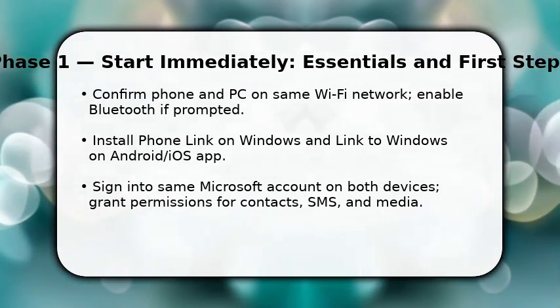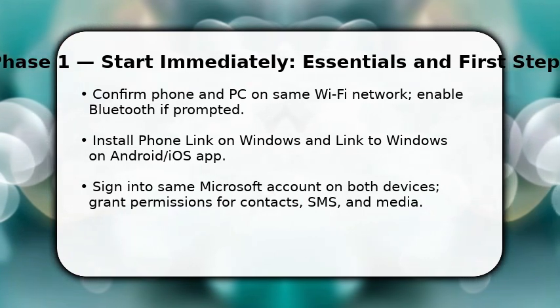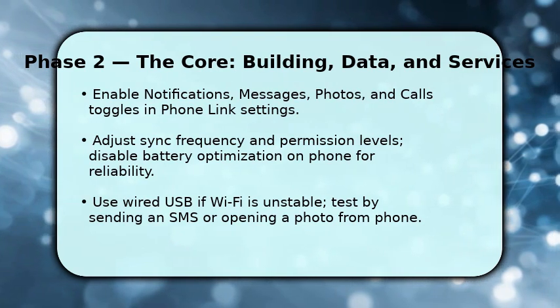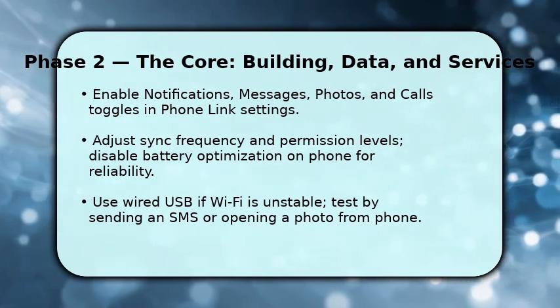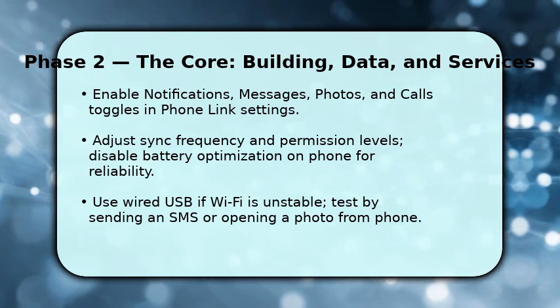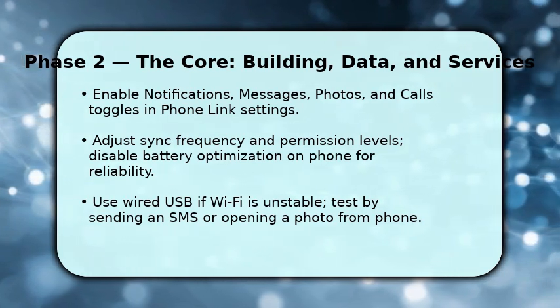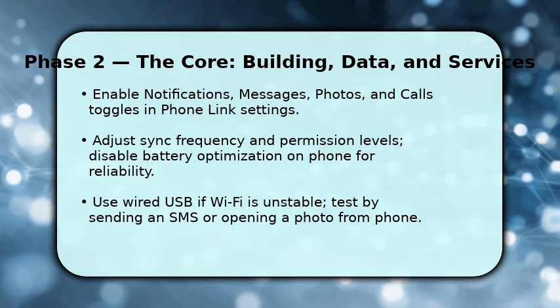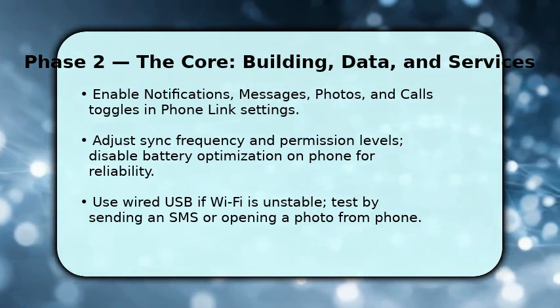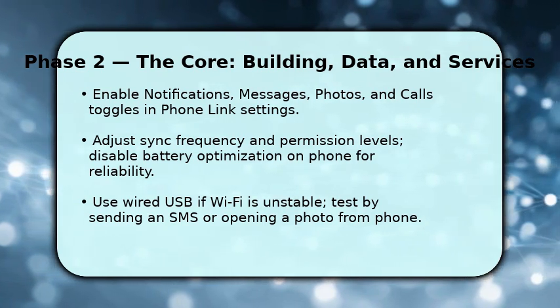Continue by configuring the features you need. Turn on notifications, messages, photos, and calls in Phone Link settings, then customize permission levels so the PC can access each service. Disable battery optimization for Link to Windows on your phone so background sync runs consistently. If your Wi-Fi is unreliable, switch to a USB connection for faster transfers.